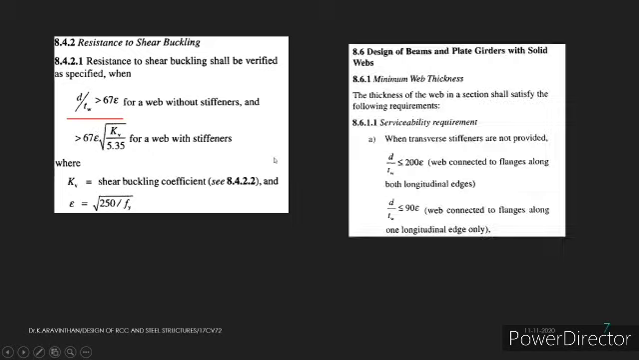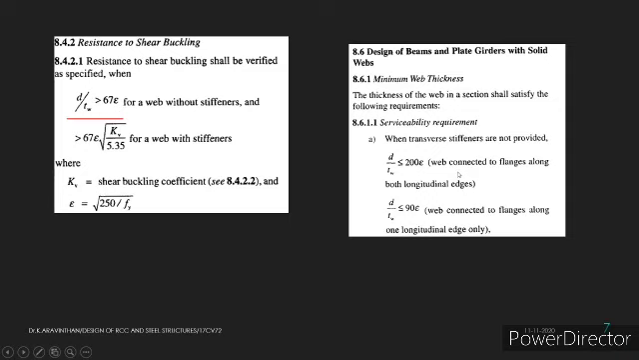above condition. The next condition is the design of beams and plate girders with solid webs. Right now we are designing the solid web section; the web section doesn't have any voids. That is why, for the serviceability requirement, the code in 8.6.1.1 gives that d by tw should be less than 200 epsilon, where the web is connected to the flanges along both longitudinal edges. So this is the condition.